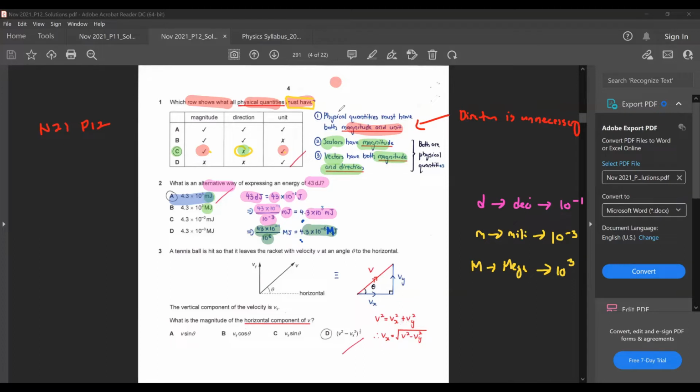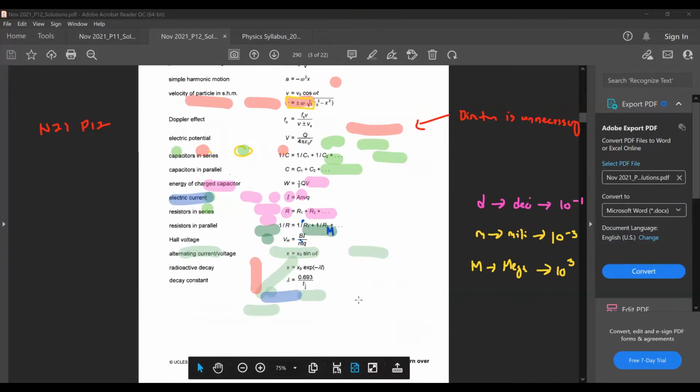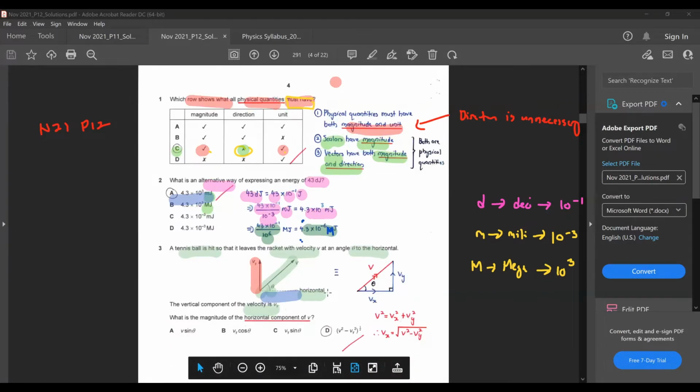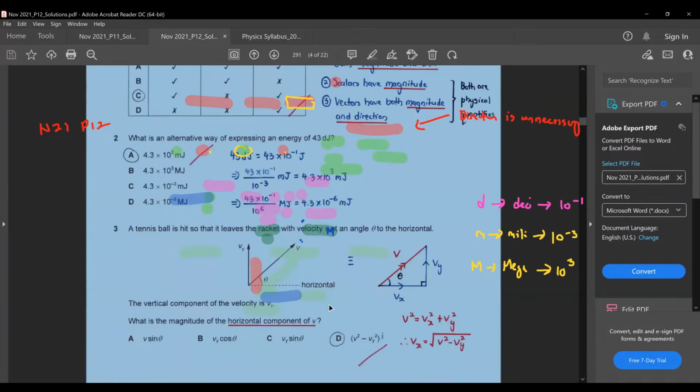Now for number 3. A tennis ball is hit so that it leaves a racket with velocity v at an angle of theta to the horizontal. This is your tennis ball going at a velocity v at an angle of theta to horizontal. The vertical component of the velocity is vy, which is this one. What's the magnitude of the horizontal component of the velocity v?